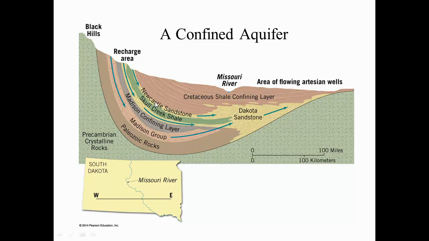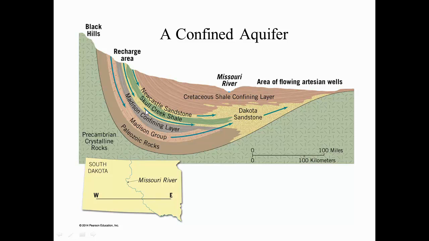And the aquifers include the Newcastle sandstone. There are two different levels of the Newcastle sandstone, which in turn is bounded by aquicludes, which include the Cretaceous shale layer near the surface, as well as the Skull Creek shale and the Madison confining layer that occurs below.